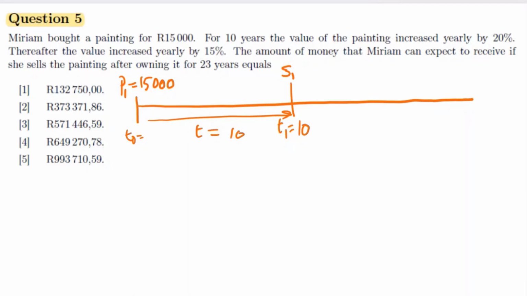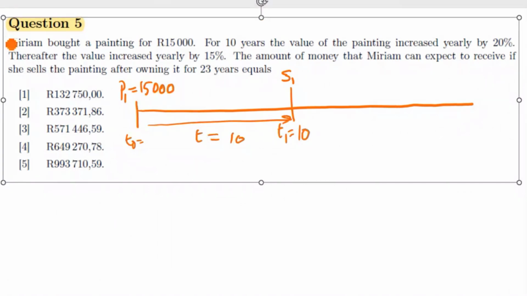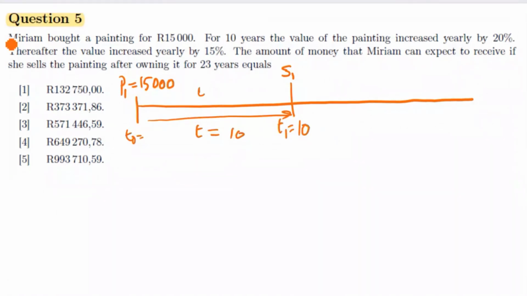This has got a specific interest. The initial interest that it is starting with is an interest rate of 20%, 0.20, and it is compounding yearly. That means your M is equal to 1. That's what happens with the investment for the first 10 years.